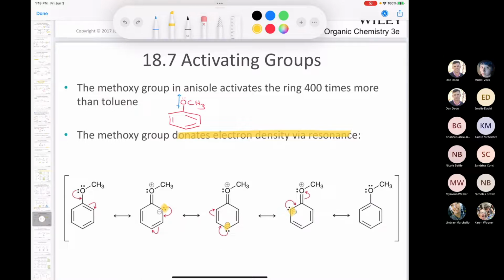Now, there is a little aside in our textbook where he says, if it ever comes down to a battle where you're trying to decide what's going to have the stronger effect, will it be induction or will it be resonance? When it comes to activating and deactivating groups, resonance is always going to come out on top. And so we basically come to the conclusion that anisole is a stronger electron donor because of the methoxy group, and it's going to be much more reactive than toluene.